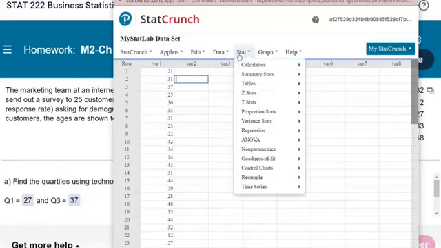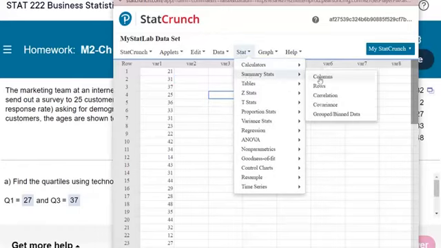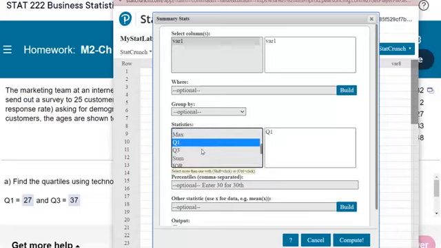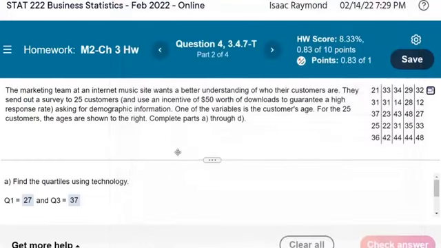But we're looking for quartiles, so that sounds like a summary statistic to me. So let's go to stat, because we want to make some statistics calculations. Go down to summary stats, and our data is in columns. I'm looking for var1. That's my only column. And I want these two summary stats, so I held control on my keyboard to select two. That's how I get 27 and 37 from technology.